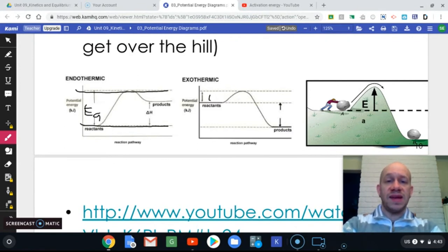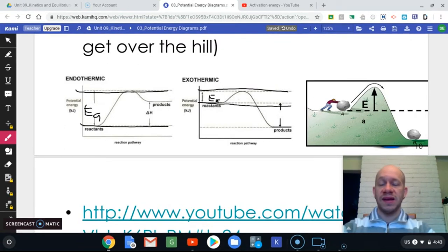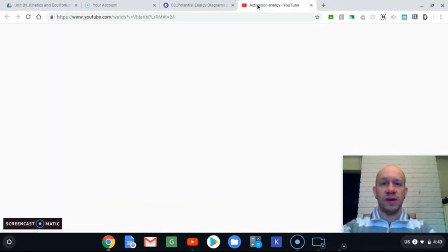In the exothermic reaction, we can see that it's also from the reactants energy up to the peak. That's our activation energy. And if we look at this little analogy here, this little guy has to push the rock up over the hill. That's the activation energy before he can just roll it down the other side. Here's a very short video that shows this with a chemical example.